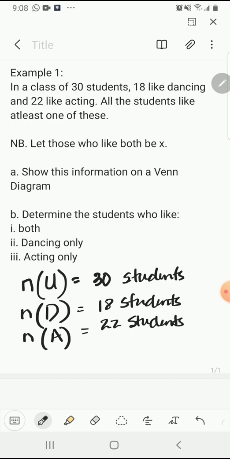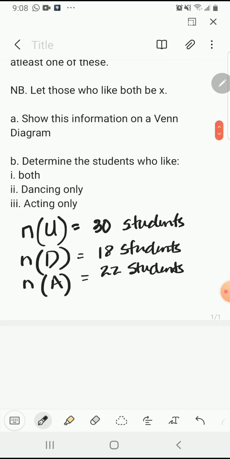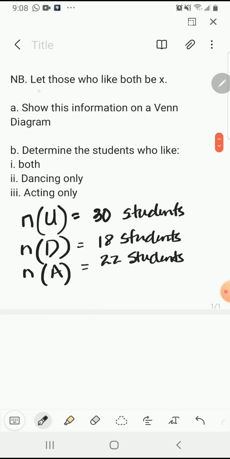All right, now we know that there is not a student who doesn't like either dancing or acting. All right, so it also says, let those who like both be X. So therefore, the way we represent that using symbolic notation is number of elements in D intersect A. So these are the students who like both dancing and acting.